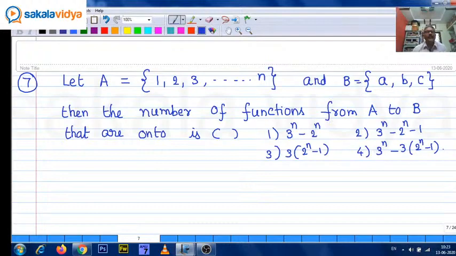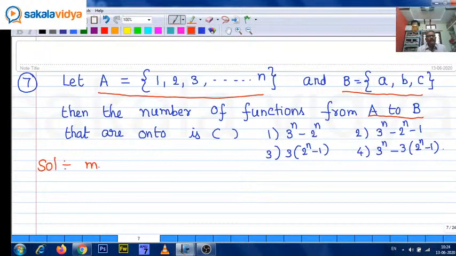Right. A equals 1, 2, 3, and so on up to n. That means number of elements present in A is n. The number of elements present in B is 3. So that means, say m is equal to n and n is equal to 3. Then we need to apply the formula. Okay, let us do it now. This is set A, this is set B. Number of onto functions from A to B we need to find out. See the solution. m equals n(A), that is n. n equals number of elements in B, that is 3.